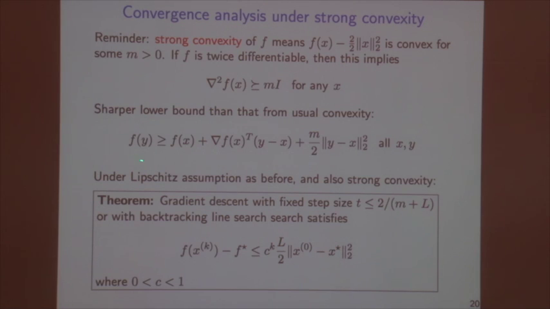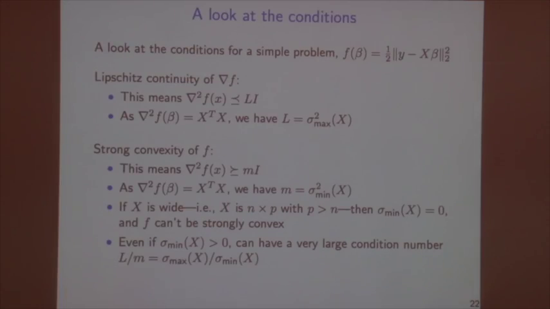You basically have a sharper lower bound than the one that you get from usual convexity. Usually from convexity, you only get this part. So the function is lower bounded by all of its tangent lines. Now, if you have strong convexity, you can also add a quadratic piece and get a sharper lower bound.